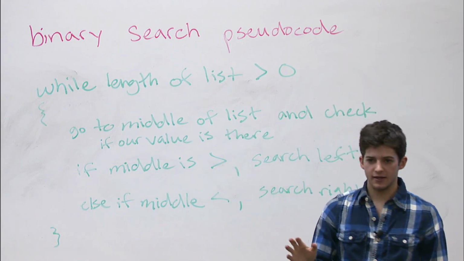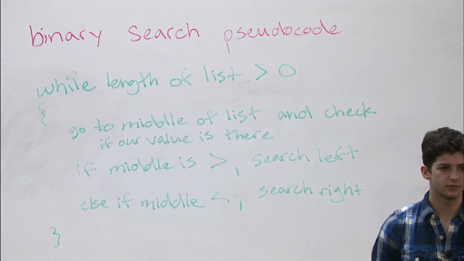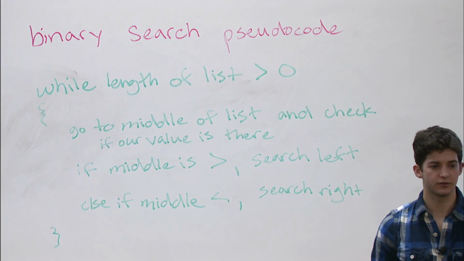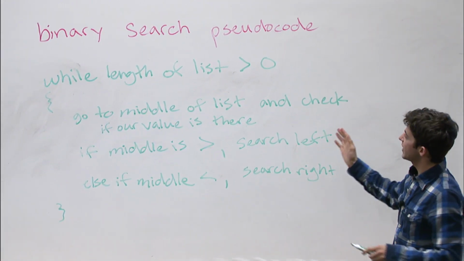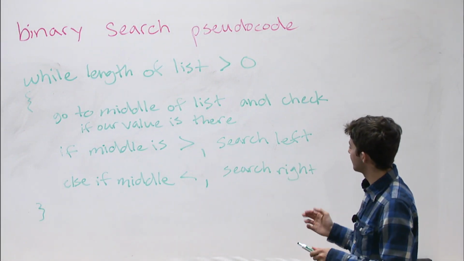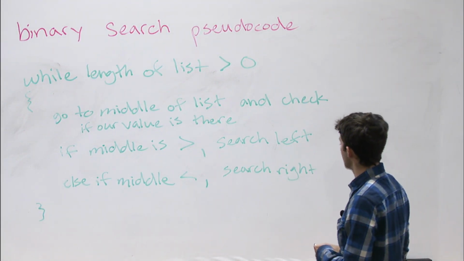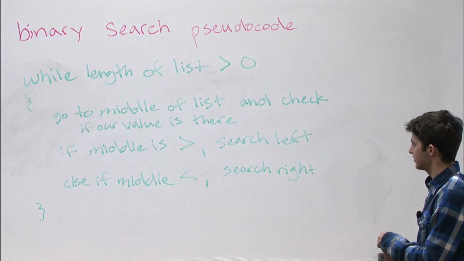This looks good, but does anybody have anything that we may be missing? Or anything else that you put in your pseudocode? OK, so this is what we have so far. While the length of the list is greater than 0, we're going to go to the middle of the list and check if our value is there. If the middle is greater, we're going to search the left. Else if the middle is less, we're going to search the right.